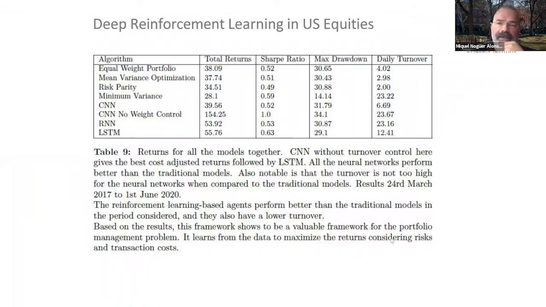The conclusion is that we work in an experiment in which the reinforcement learning agents learn how to operate. With the framework we created, they optimize not only returns, but cost-adjusted returns, in the sense of transaction costs. And the agents seem to also learn to manage risk efficiently, so to speak.